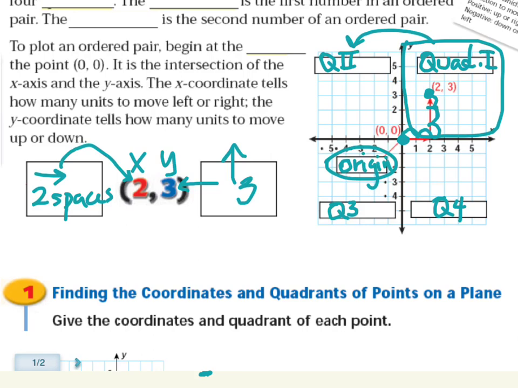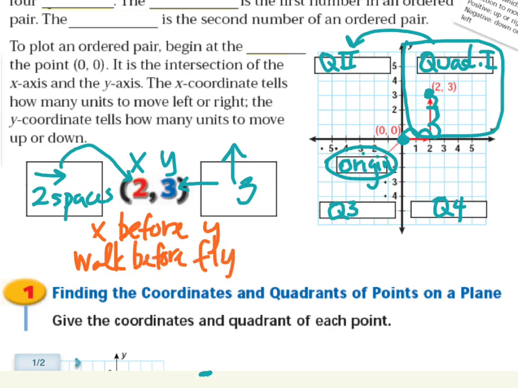Alright, now I have a dumb way to remember which is which. So here's my dumb way. I always say x before y, so x before y. You walk before you fly. Okay, so notice the x goes with walk, the y goes with fly. The x is always before y in the coordinate point. X comes first, then y comes second. Now the walk and the fly will help you know which direction to go.